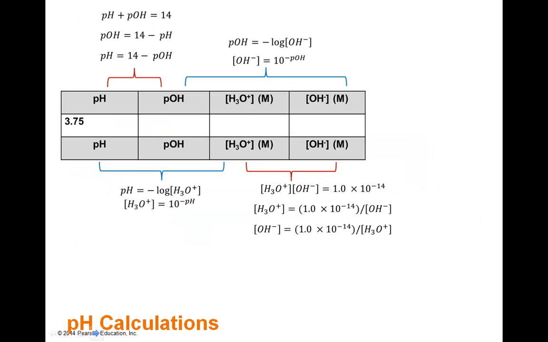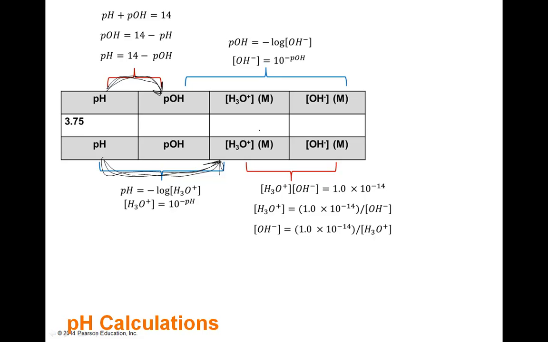Okay, so let's say we've got 3.75. These are all the possible equations that we could use. So it's a question of where do we want to go from here? So if you start out with pH, pH is only connected to two things. It's connected to pOH, okay? And it's also connected to hydronium ions. So that means we can figure out pOH directly, and we can figure out our hydronium ion concentration directly. We can't figure out our hydroxide ion concentration yet. We have to first figure out one of the other two before we can figure it out. So that's kind of what I think about.